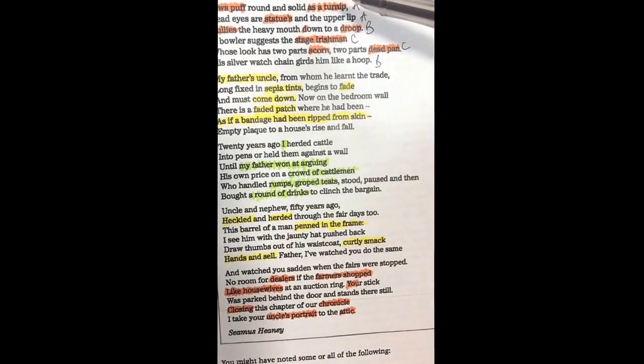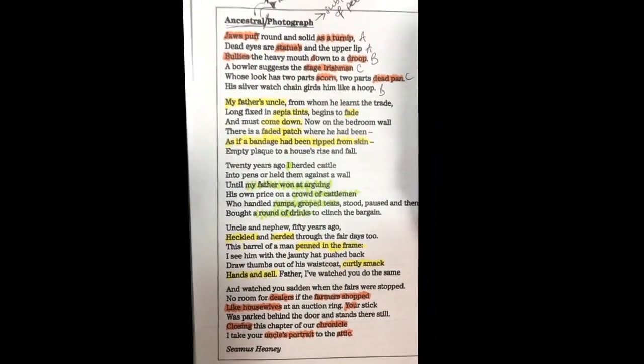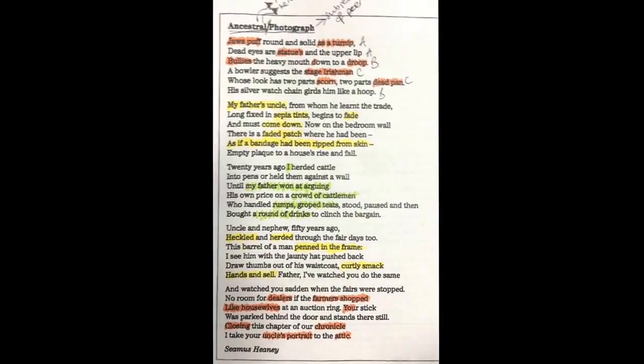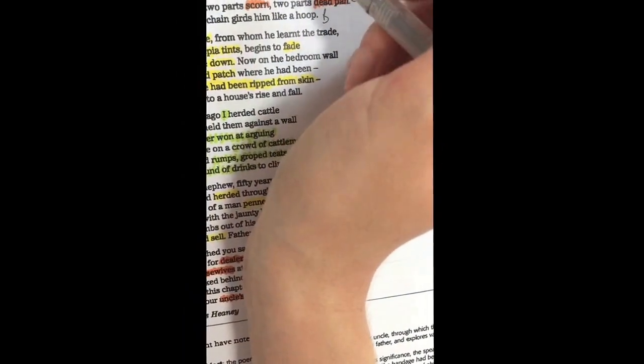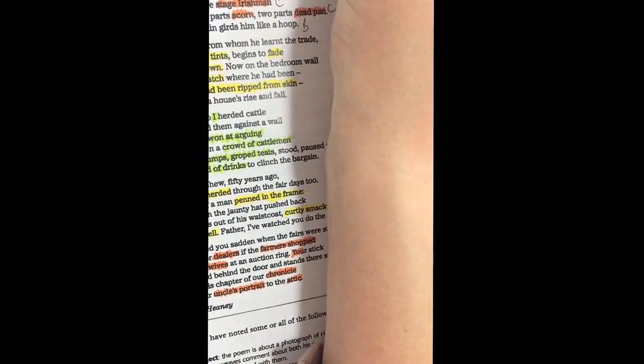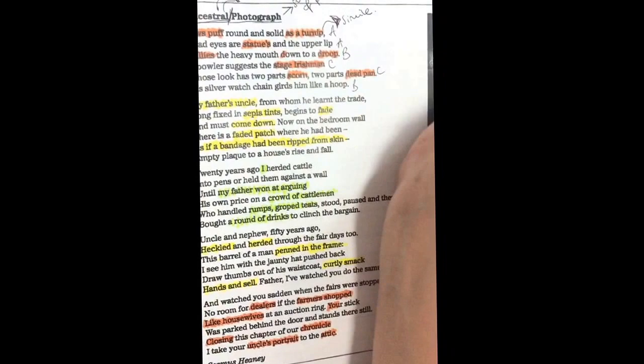If we begin with the first line, Heaney begins right in the middle of describing this image. So he begins with the words, jaws puff round and solid as a turnip. Now we know, just with our eyes closed, that is a simile, obviously.